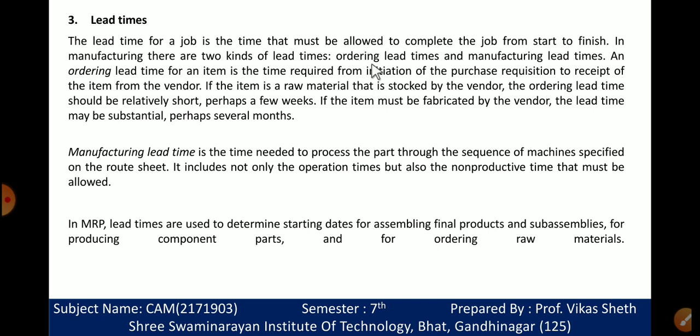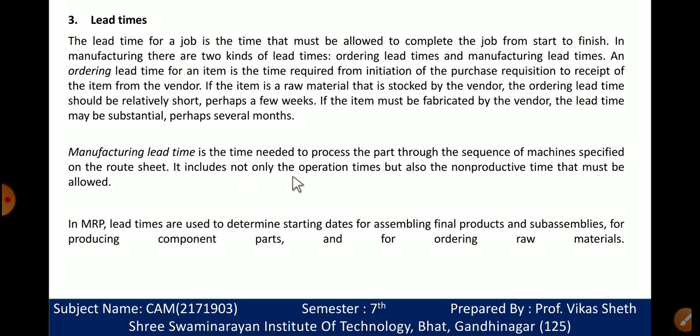What type of order do you provide to the vendor? If it is a material order, then it is ready to go, right? But if it is a fabricated order, the vendor has to fabricate a particular order and then it is ready to go, right? So it depends on the order how much time it will take. Okay, next one is the manufacturing lead time. The manufacturing lead time is the time needed to process the part through the sequence of machines specified on the route sheet.